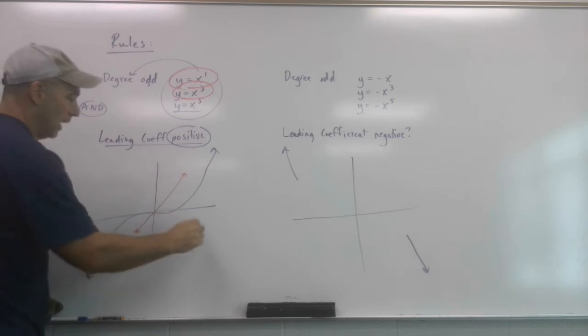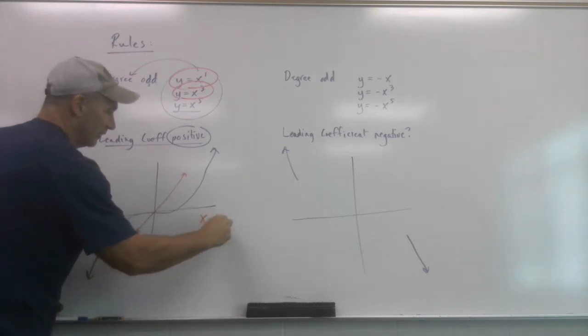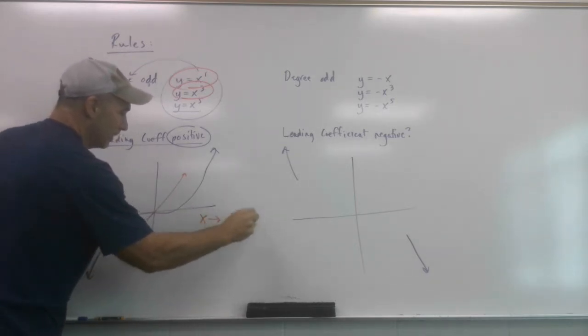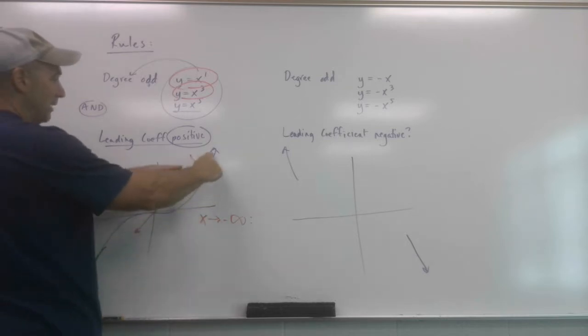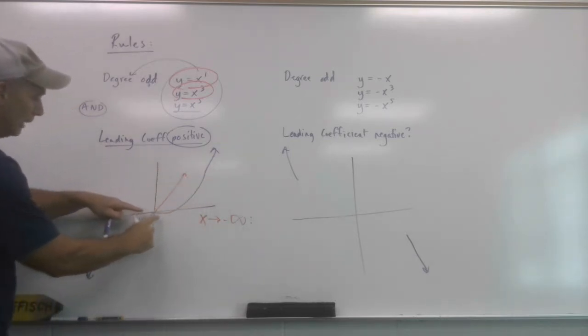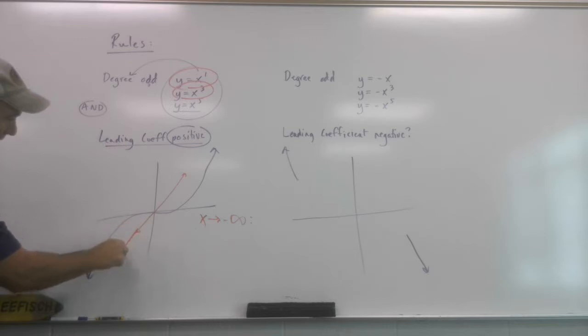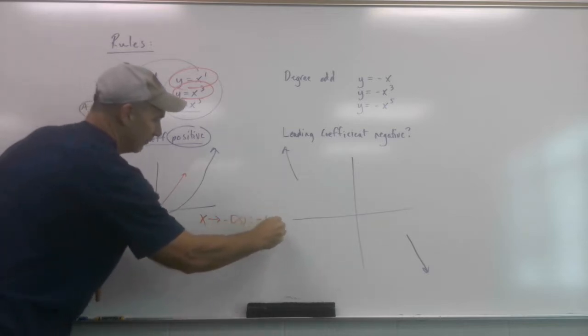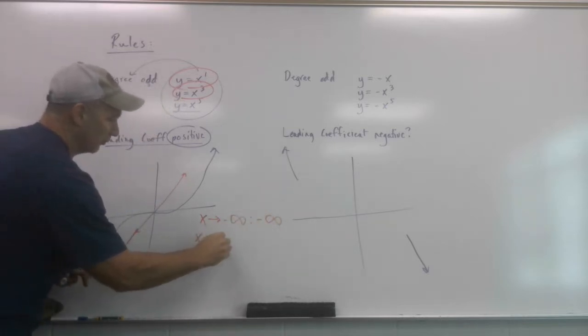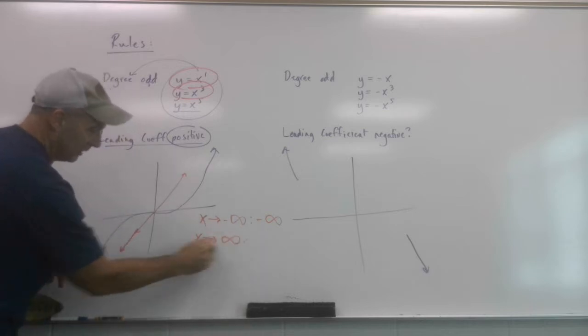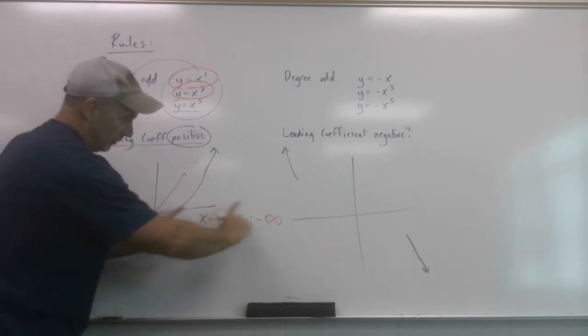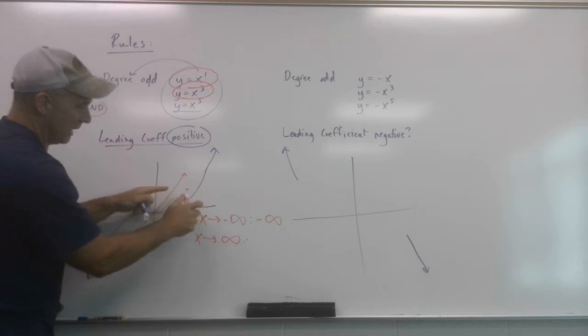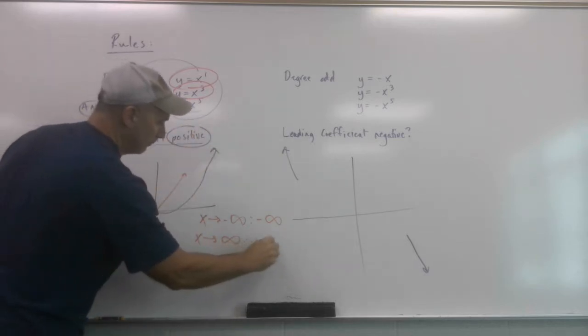So as x approaches negative infinity, what's my end behavior? Well, it doesn't matter if it's the purple one or the red one. I'm going left. I'm eventually going down. That'd be negative infinity. How about as x moves to the right? That's all that this means. Fancy way of saying, stay on your roller coaster ride, but move to the right. Both of them are going up.